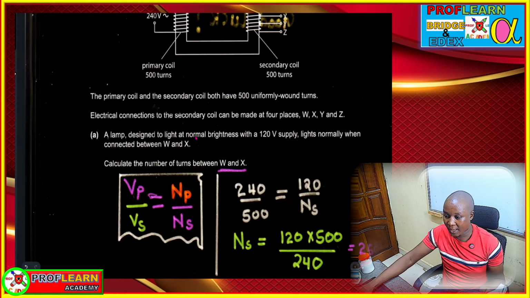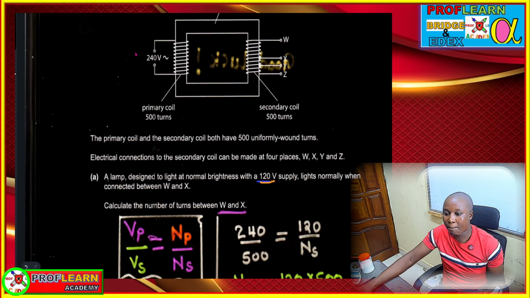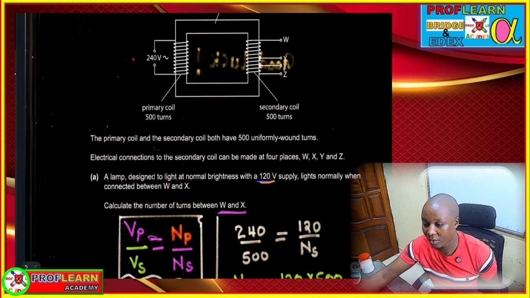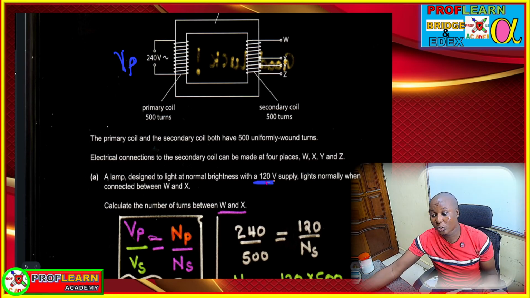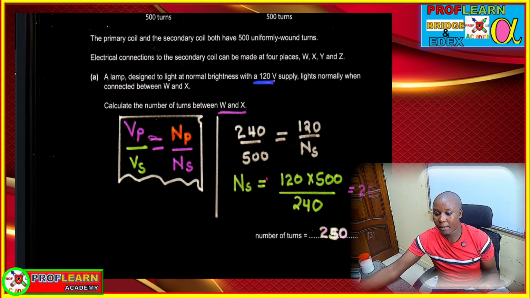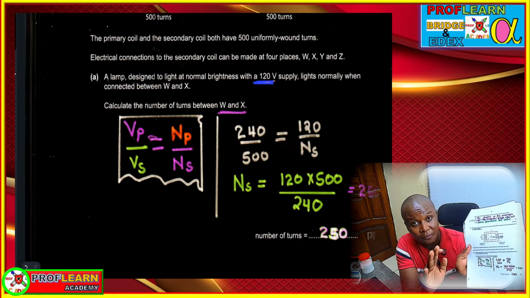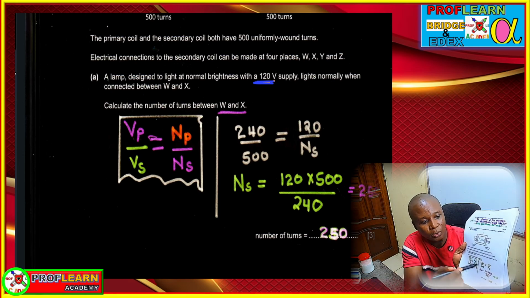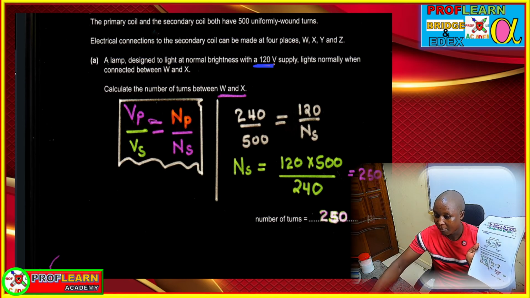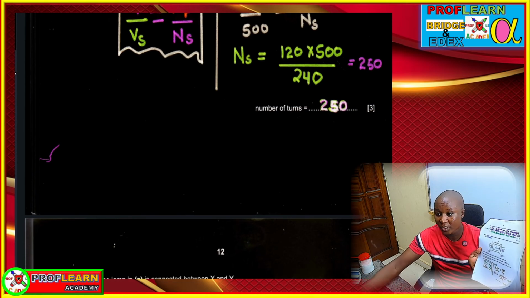The lamp is designed to light at normal brightness at 120 volts. So the voltage in the primary coil is 240, and the output voltage in the secondary coil is going to be 120. We use this formula: voltage in the primary coil over voltage in the secondary coil is equal to number of turns in the primary coil over number of turns in the secondary coil. So 240 over 120 equals 500 over the number of turns in the secondary coil, which we are trying to determine. If you work it out, the number of turns is 250.